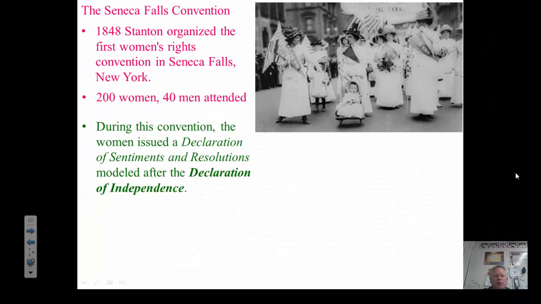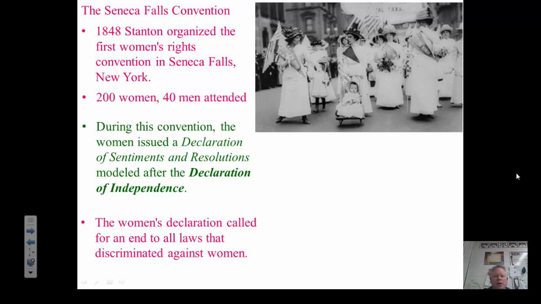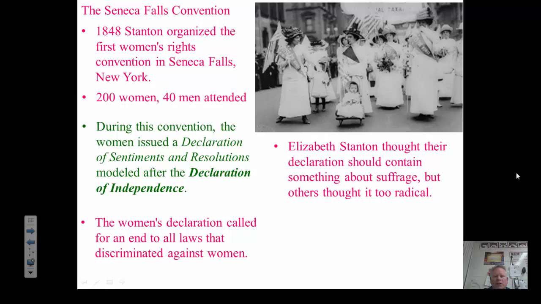Now, during this convention, the women issued a declaration of sentiments and resolutions, and it was modeled after the Declaration of Independence. The Women's Declaration called for an end to all laws that discriminated against women. Elizabeth Stanton thought their declaration should contain something about suffrage, but others thought it too radical. During this time period, the idea of women voting was ridiculous. If you went into a gathering of men and talked about getting women the right to vote, they would have laughed you out of the room. And the women, for whatever reason, kind of accepted this and believed it themselves.